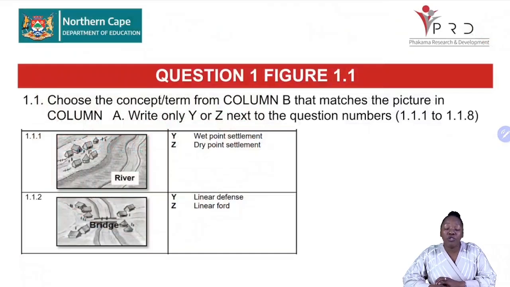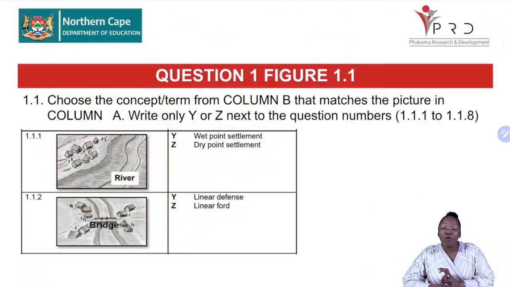Then your 1.1.2, you are given a picture with a clue, there is a bridge, and along that bridge, there are houses on either side. So again, Y, is it a linear defense or is it a linear fort?